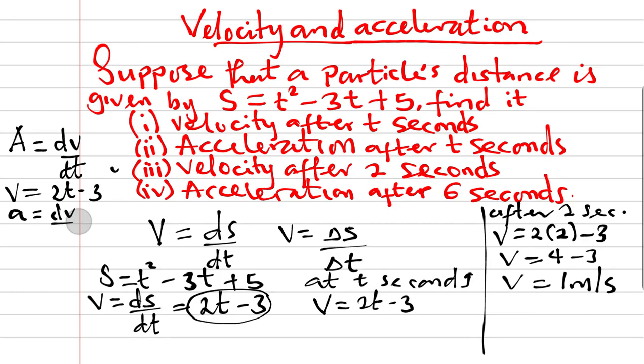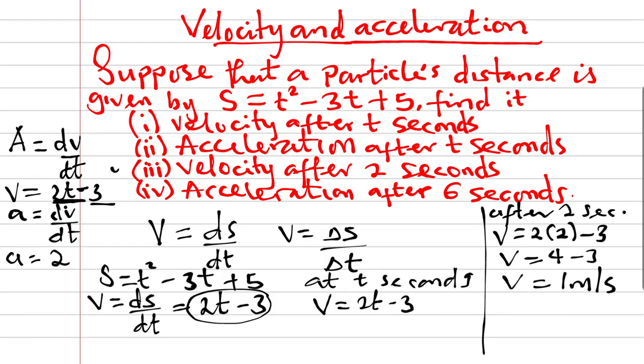If you differentiate your v, what will you get? That means your a is equal to what? Differentiate 2t. If you differentiate 2t, what will you get? You will have 2. If you differentiate this minus 3, because it's a constant, you will have 0. That means our acceleration is what? Is 2.